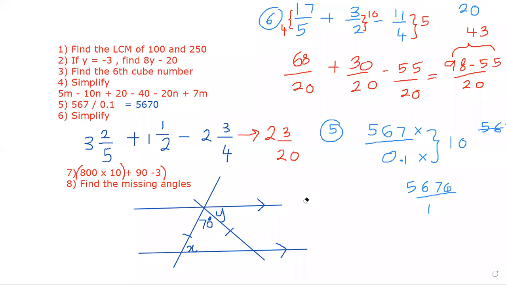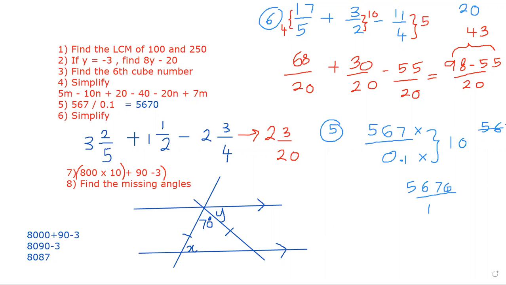Okay. Now here, when you are doing, then you multiply 800 by 100, you are getting 80,000. So 8,000 plus 90 minus 3. So you are getting 8,090. From there, you have to subtract 3. Then you are getting 8,087. So that's the answer for the seventh one.